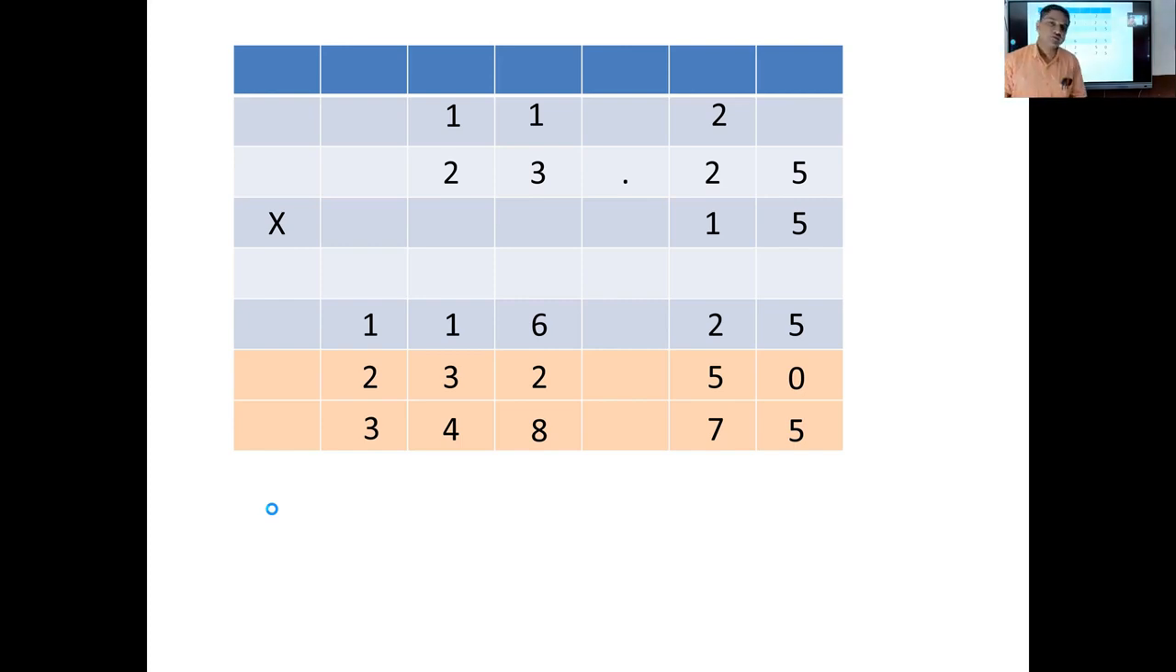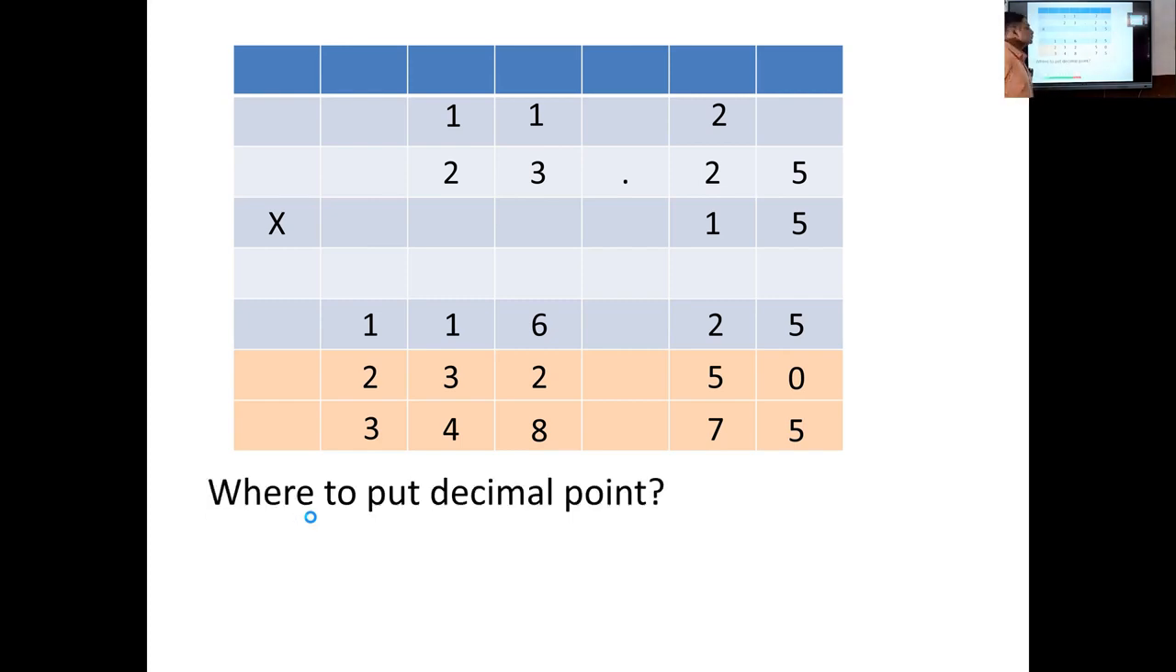Now where to place the decimal point? Shall we put the decimal point exactly below, where there are 2 decimal places in the multiplicand, so that there will be 2 decimal places in the product also? Isn't this true? Let us see how it comes to be. Now, where to put the decimal point? We are actually converting this multiplication of decimal numbers to the multiplication of fractions.